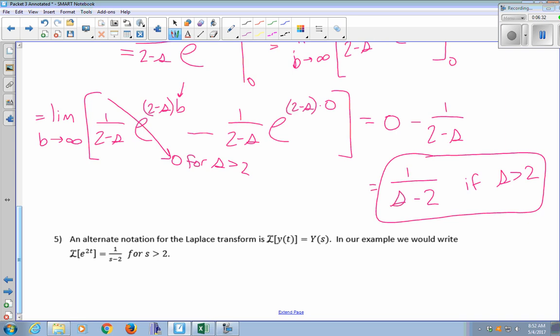Now, would that be negative one? No, I used this negative to change the order of the subtraction.